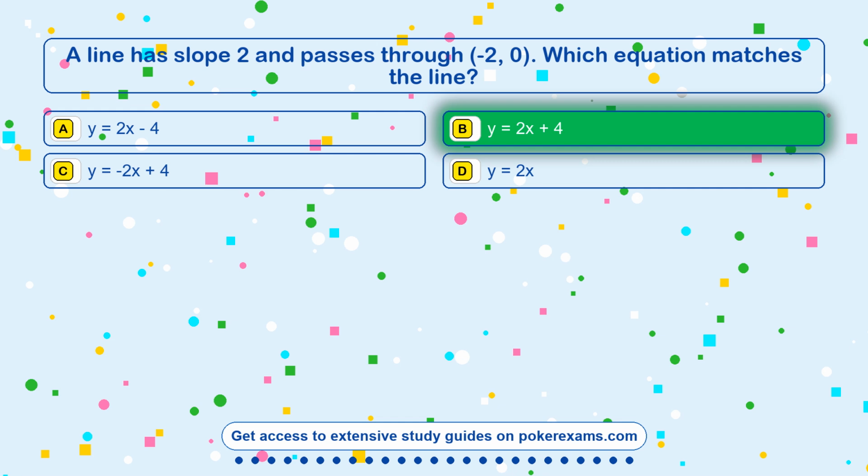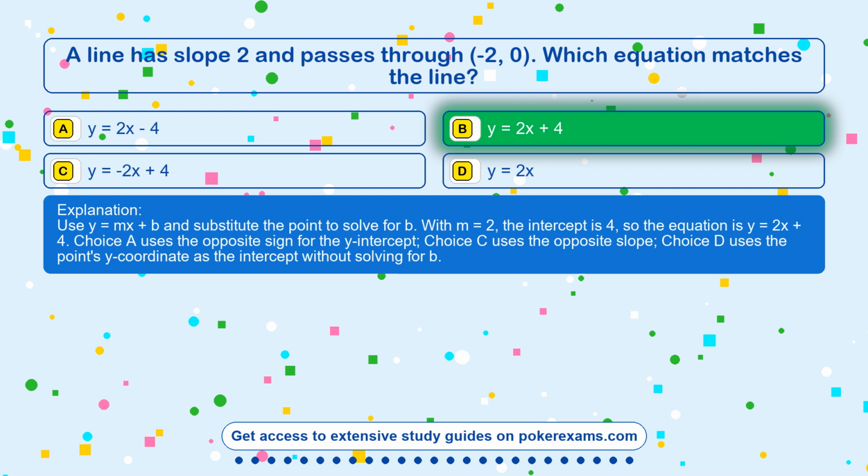The correct answer is option B, y equals 2x plus 4. Use y equals mx plus b and substitute the point to solve for b. With m equals 2, the intercept is 4, so the equation is y equals 2x plus 4. Choice A uses the opposite sign for the y-intercept, choice C uses the opposite slope, choice D uses the point's y-coordinate as the intercept without solving for b.